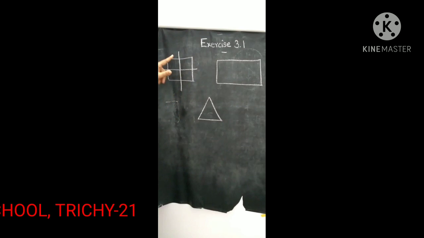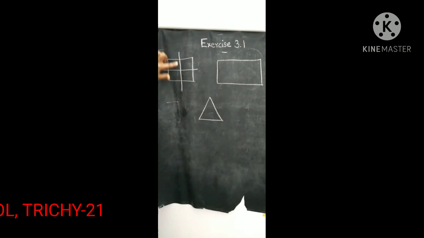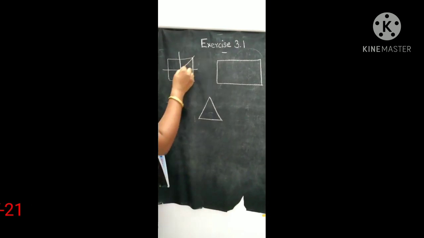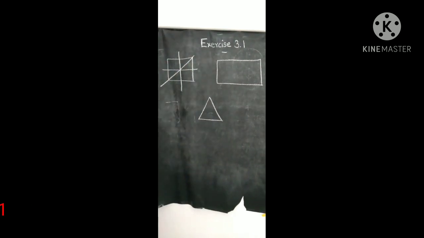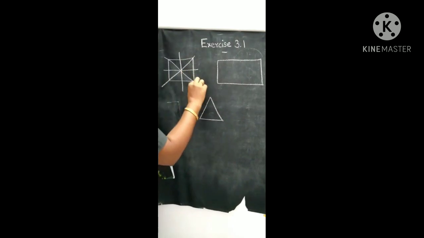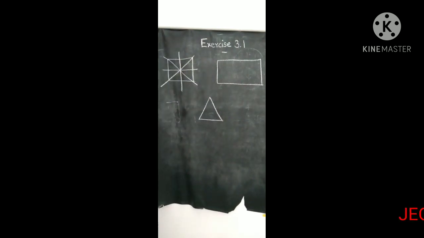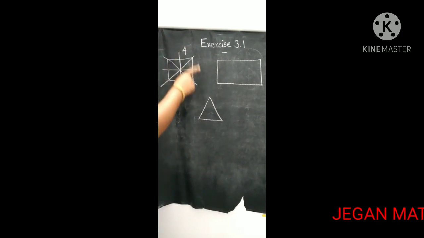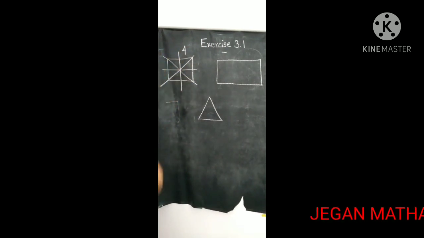So in a square, this line divides it into two equal parts. This is symmetric line 1 and this is the second line, dividing it into two equal parts. And again you can draw one more line like this. So 3 and 4. Totally 4 lines. You can draw 4 symmetric lines in a square.